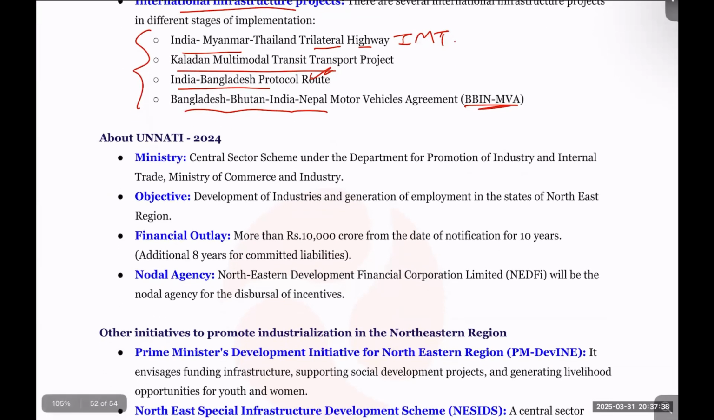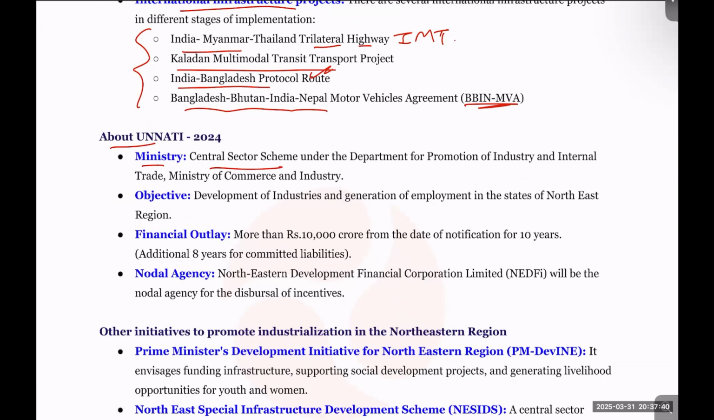So about the Unnati scheme, it will be a central sector scheme. In a central sector scheme, 100% allocation is given by the central government, and the states of the Northeast don't have to pay anything for the implementation of this scheme. Okay, and it will be under the Department for Promotion of Industry and Internal Trade, Ministry of Commerce and Industry, right? Its objective is development of industries and generation of employment in the states of the Northeast.